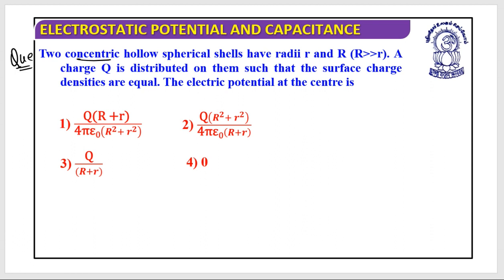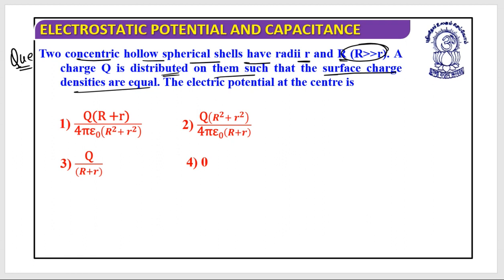Two concentric hollow spherical shells are there, having radii r and R. This capital R is bigger than the small r. A charge Q is distributed on them such that the surface charge densities are equal. Find the electric potential at the center.